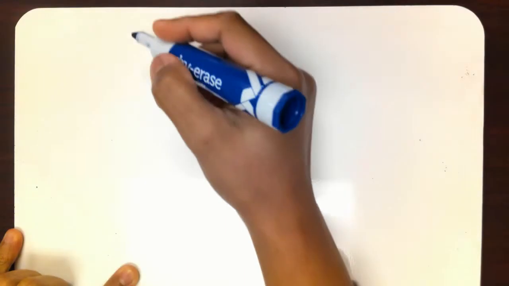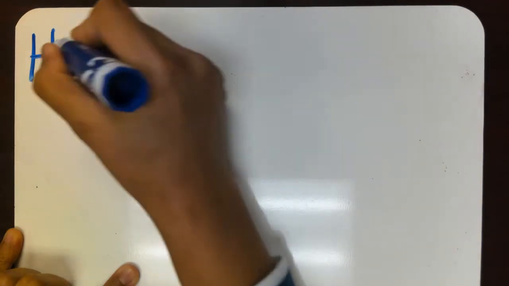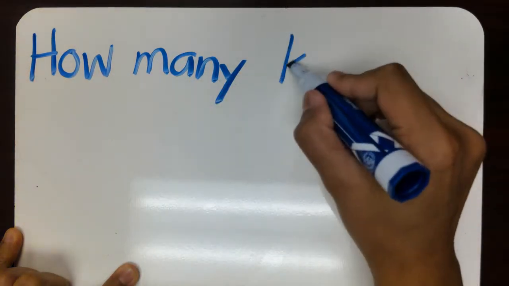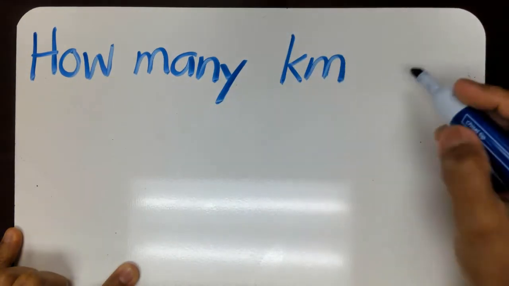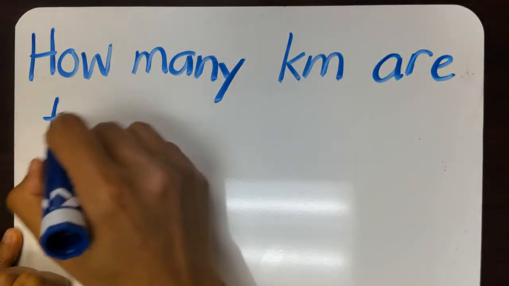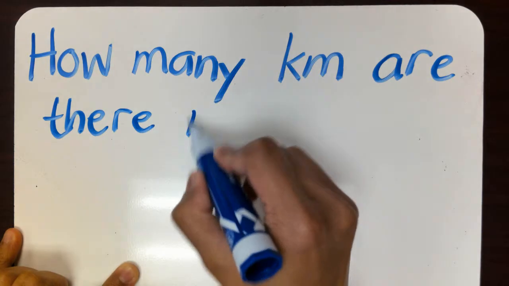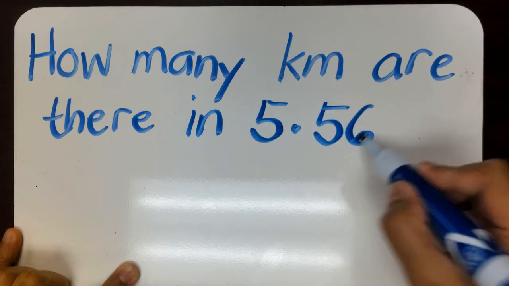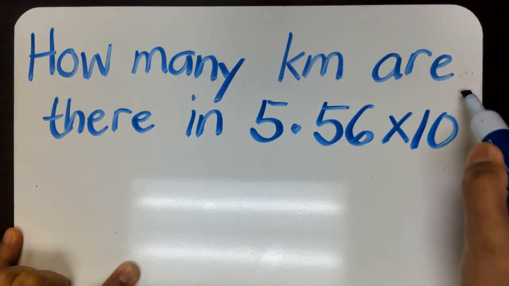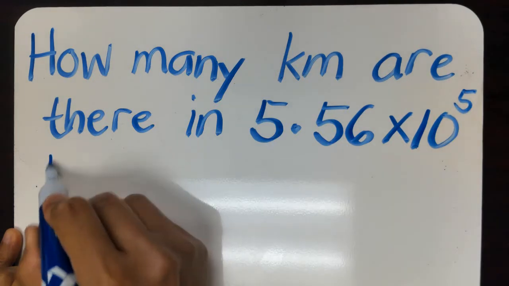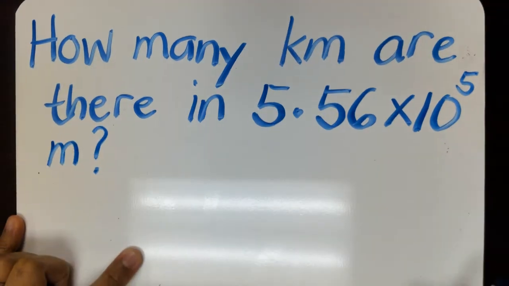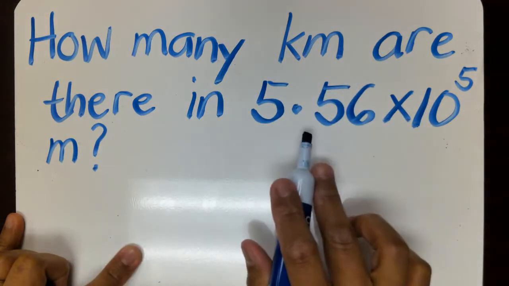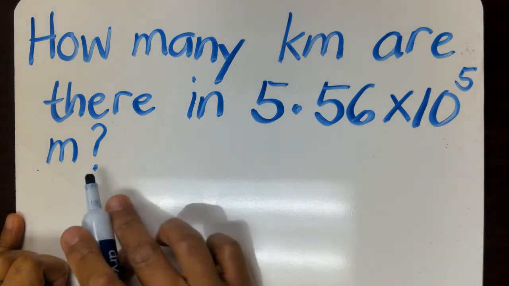Okay, so conversion. Let me go back to the question. It says, how many kilometers, so km means kilometers, are there in 5.56 times 10 to the power of 5 meter? That's the question, okay? So how many kilometers are there in 5.56 times 10 to the power of 5 meter?